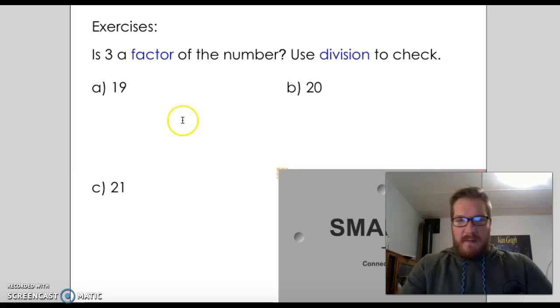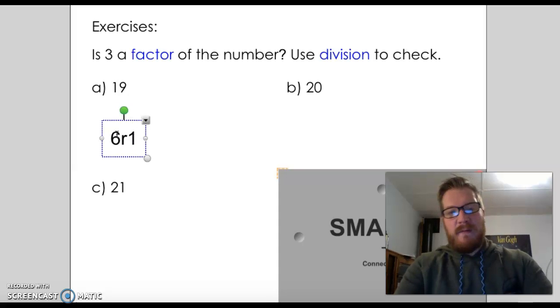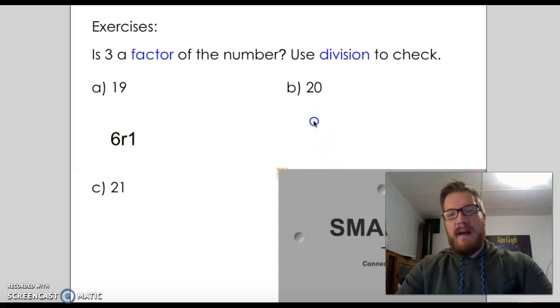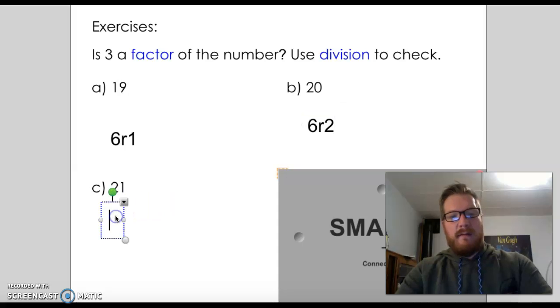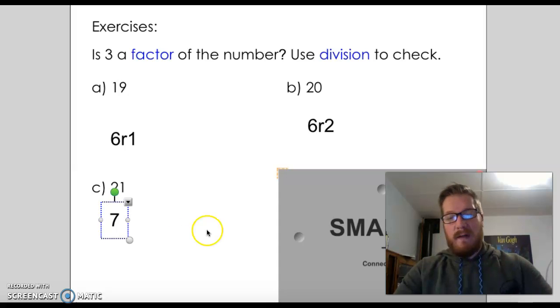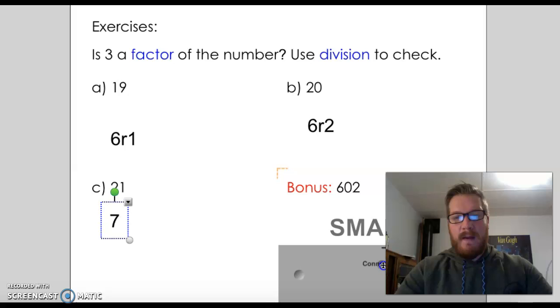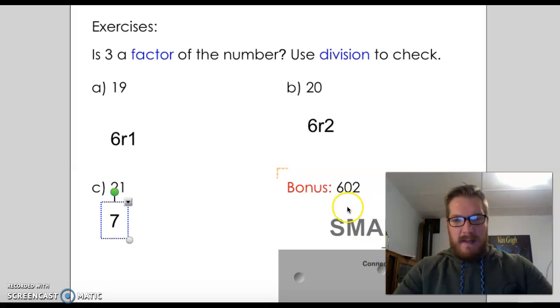Then we're going to just check some other numbers to see whether or not 3 is a factor of these numbers. We can use division to check. So 19 divided by 3 is going to be 6 remainder 1. 20 divided by 3 is going to be 6 remainder 2. And then 21 divided by 3 is 7. So 3 is only a factor of 21 because the other ones have remainders. And then 602, a bit trickier, but it's 200 remainder 2. So no, it does not.